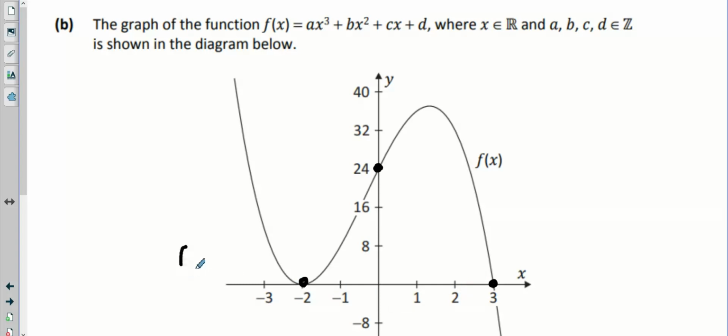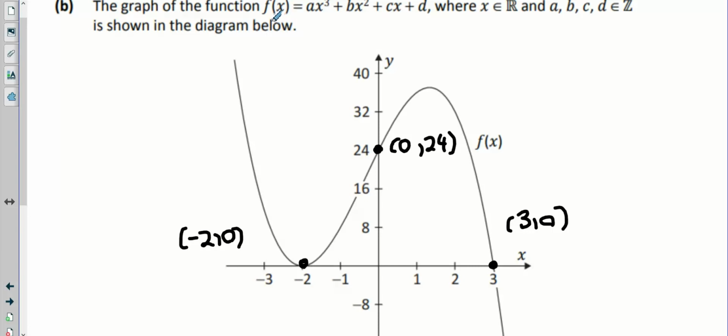The points I know are -2, 0. The second point I know is 0, 24. And the third point I know is 3, 0. Now, see this equation on top of the board? I'm going to rewrite that. So I have two ways of doing this type of question. I'm now going to write this equation as y equals ax cubed plus bx squared plus cx plus d.